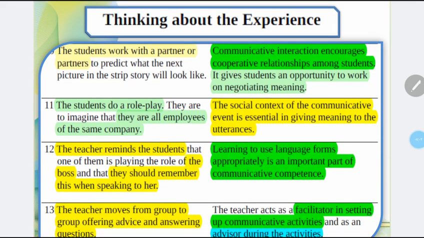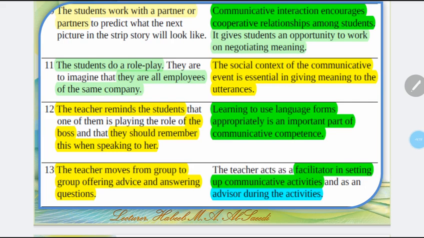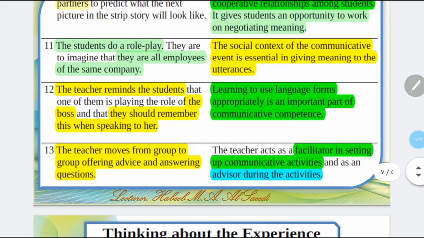Number 10, the students work with a partner or partners. Communicative interaction encourages cooperative relationships among students. You remember that we said the students achieve their task in cooperation with other students. So this type of activity, where students work together, will encourage cooperative relationships among students. It gives students an opportunity to work on negotiating meaning.